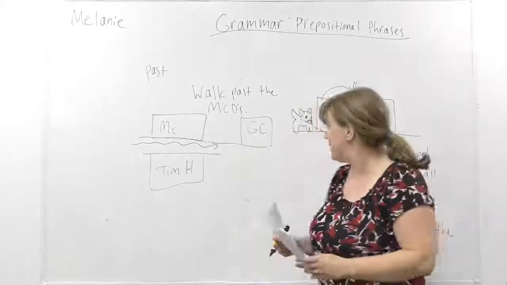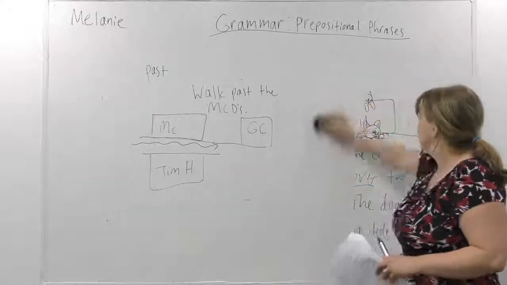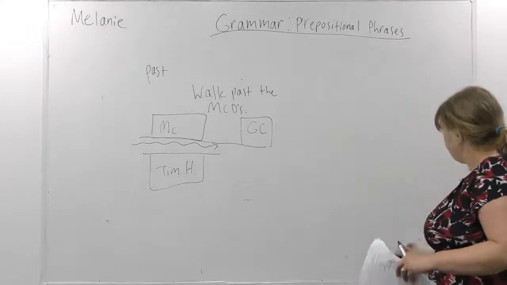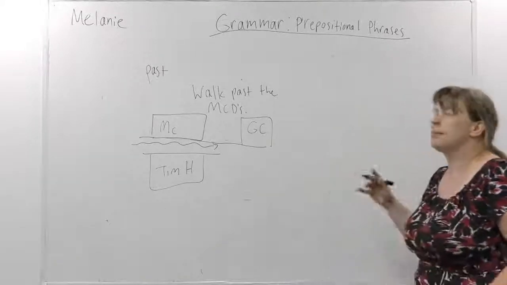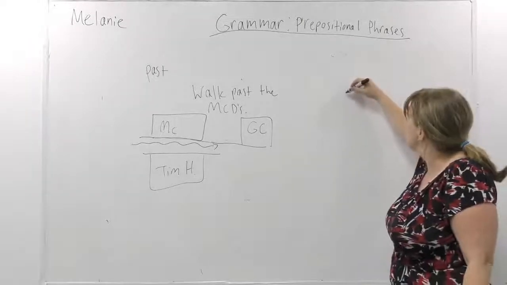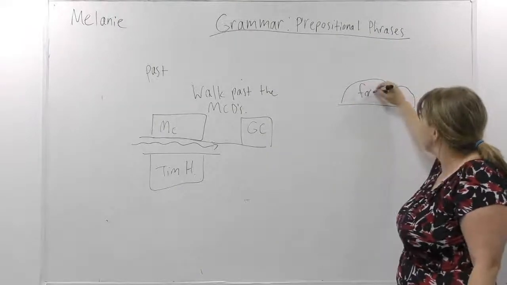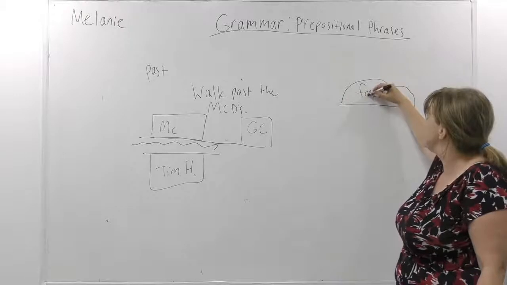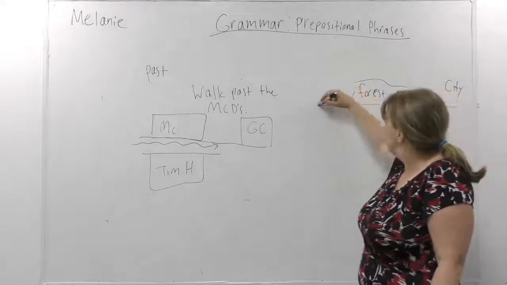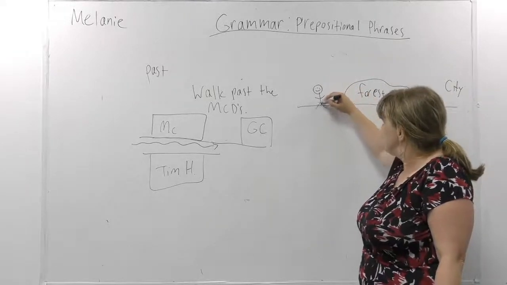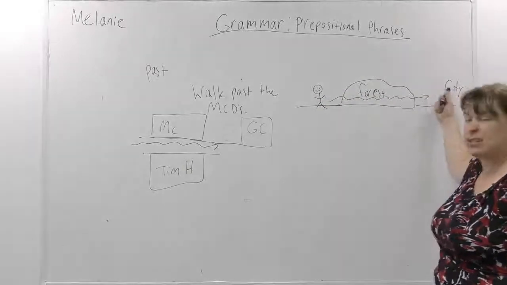All right, and what else? Through is a good one, I think. So I'm going to get rid of this messy wall drawing here. So through is when you want to go, let's see. So here is the forest. Let's pretend there are many trees. And here is the city. And here is you. So maybe you had to walk through the forest to get to the city.